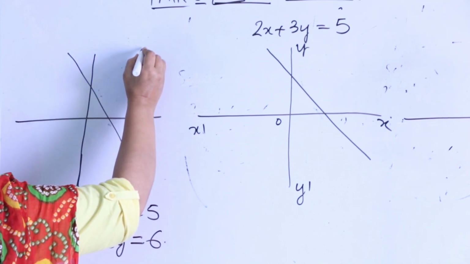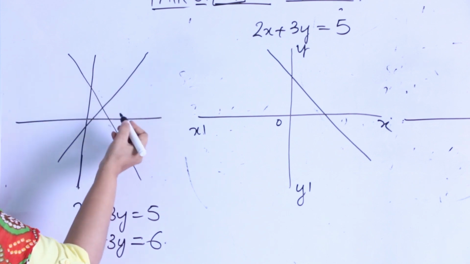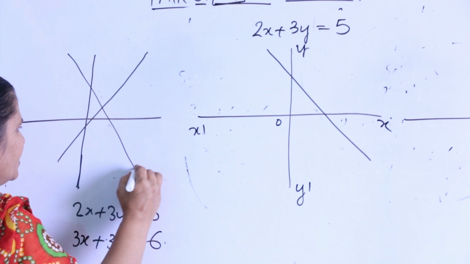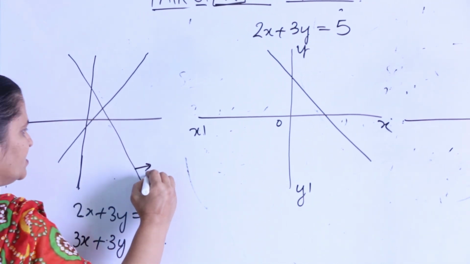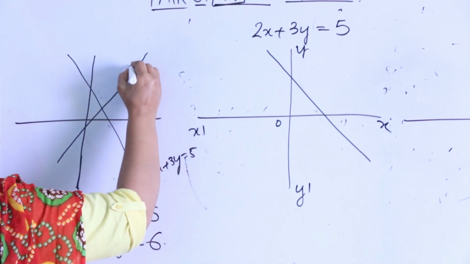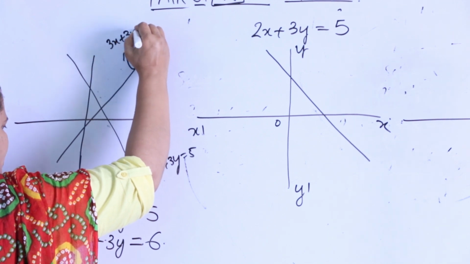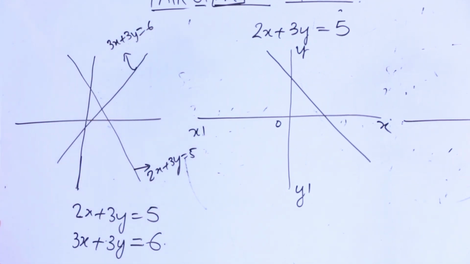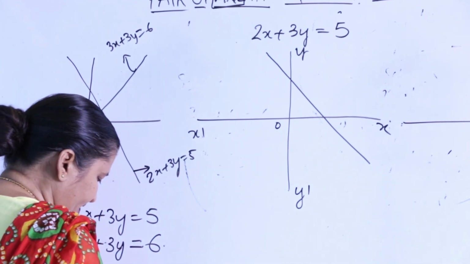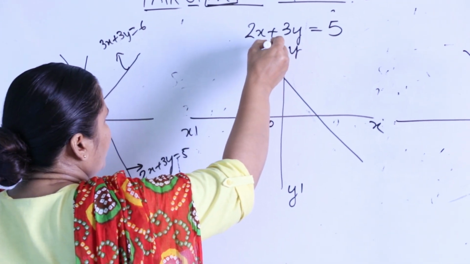Probably this will come something like this or any other way which intersects this already existing line, which is 2x plus 3y is equal to 5. And this could be 3x plus 3y is equal to 6. Then, what is the other way of getting this second line? Probably when you draw another line.